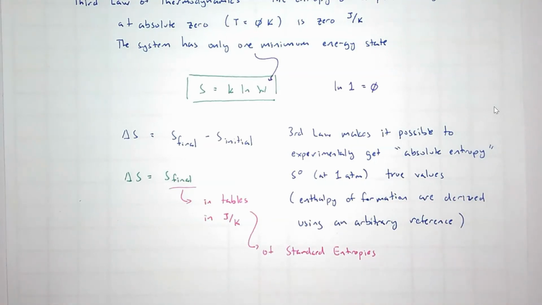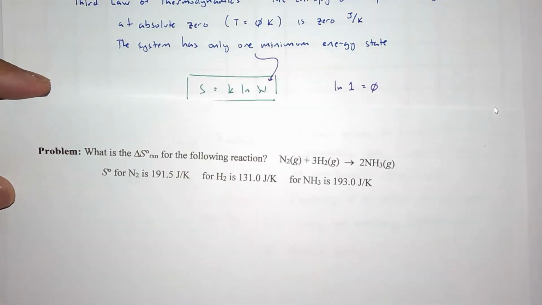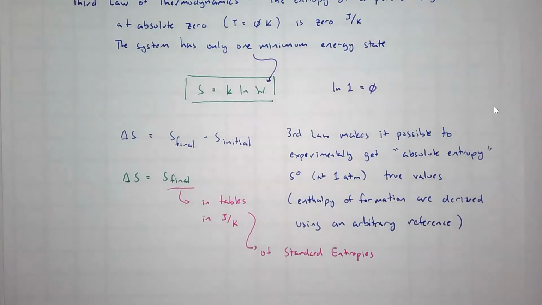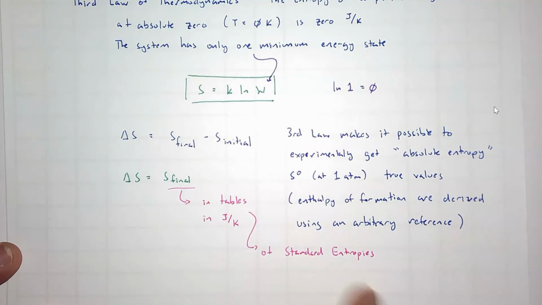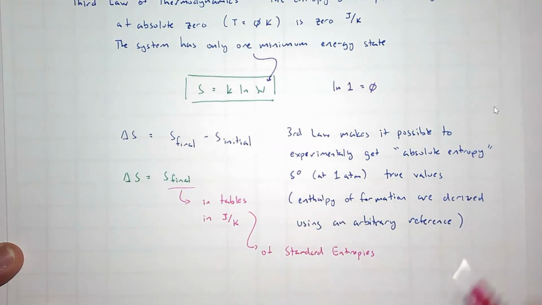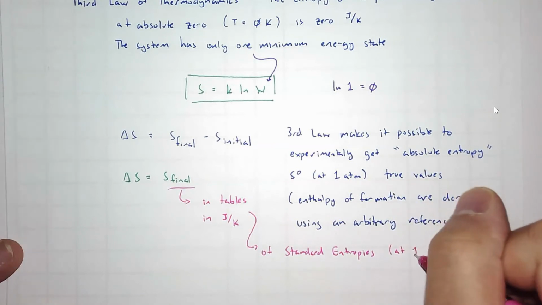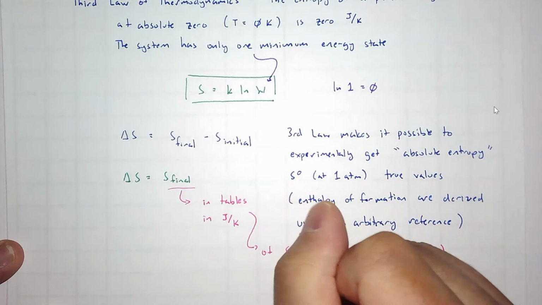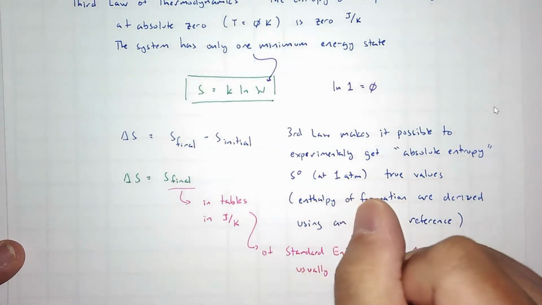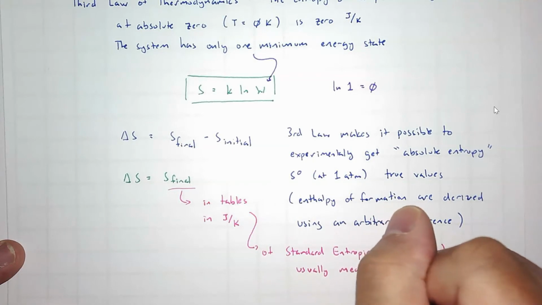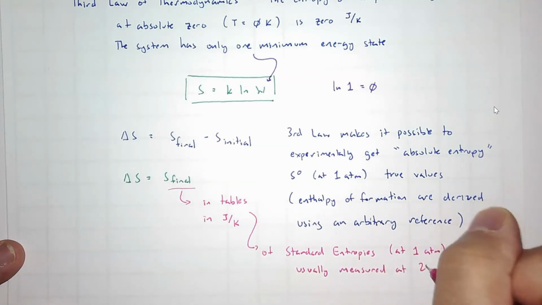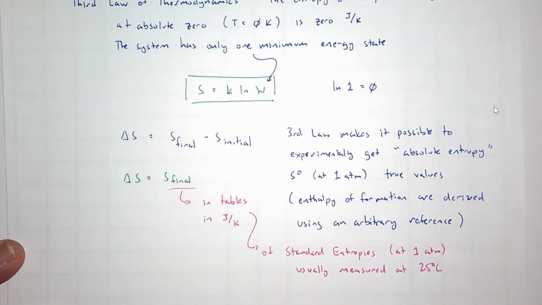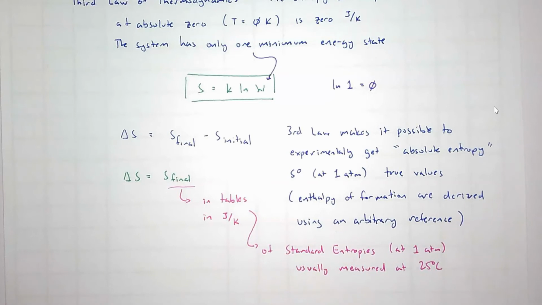And we are going to do a problem using those standard entropies, if I could find it. Oh, here it is. It's this problem right here. Is there anything else I want to say before moving on to that problem of standard entropies? Usually, standard means, again, it's at 1 atm, and usually measured at 25 degrees Celsius. Okay, let us jump into that problem. Real easy.